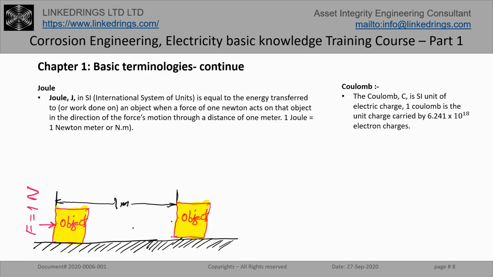Joule is an energy unit. We symbolize it with the J. It is an SI unit; SI is the International System of Units. It is equal to the energy transferred to, or the work done on, an object when a force of 1 Newton acts on that object in the direction of the force's motion. So this is an object, and this is a force of 1 Newton. When this force acts on the object in the direction of the motion for 1 meter, then we can call this 1 joule. So 1 joule is equal to 1 Newton meter.